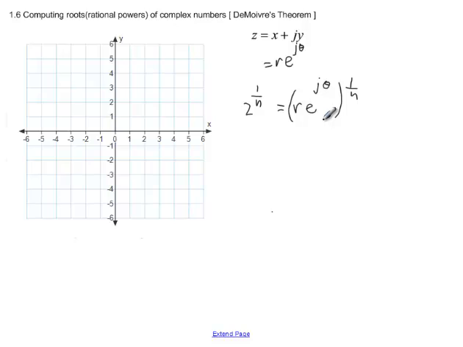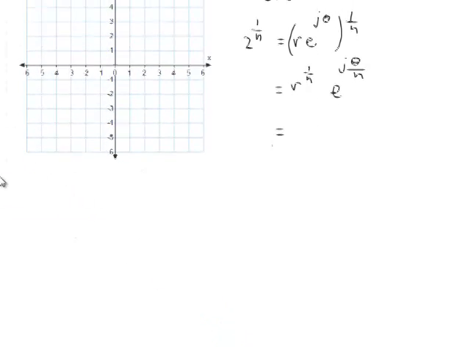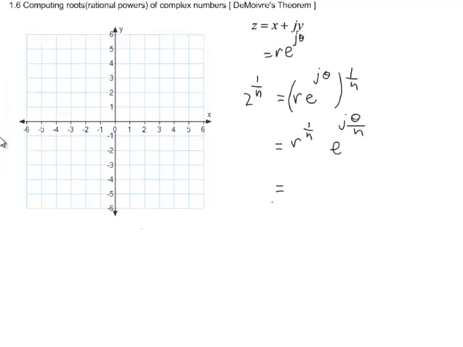Is that right? So now what's going to happen? This is going to be r to the power 1 over n, e^(j theta over n). Now I want you to pay more attention here. I want you to concentrate really, because if you don't concentrate, then you're going to be left out a bit here.